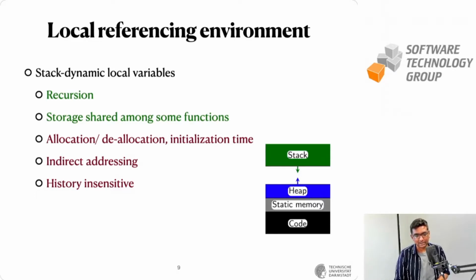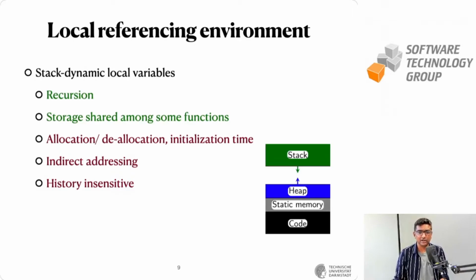The other disadvantage is also that the addressing is indirect, meaning the address of this variable is relative to the stack pointer or the function pointer. This is a disadvantage. The third disadvantage is that the variables are not sensitive to history, meaning you have no track of what values your function returned for a previous call when you are making a new call.